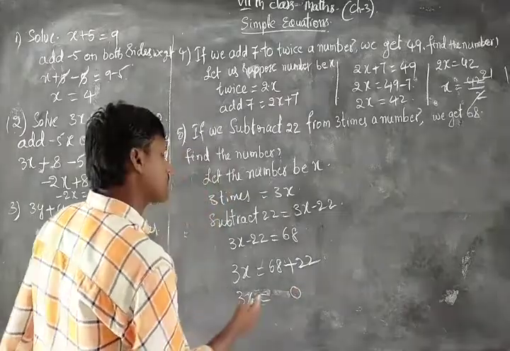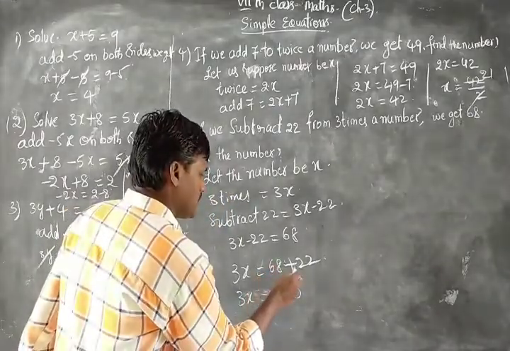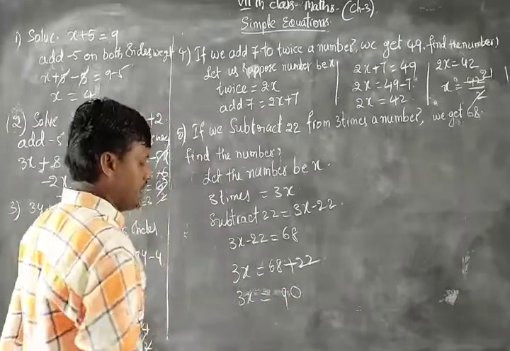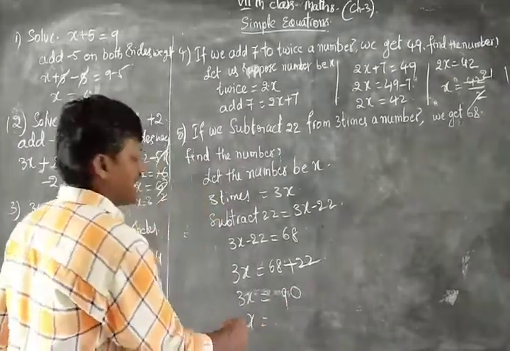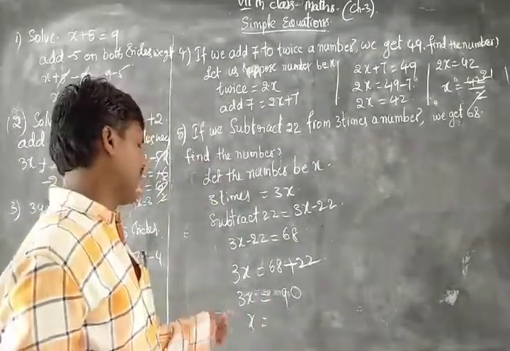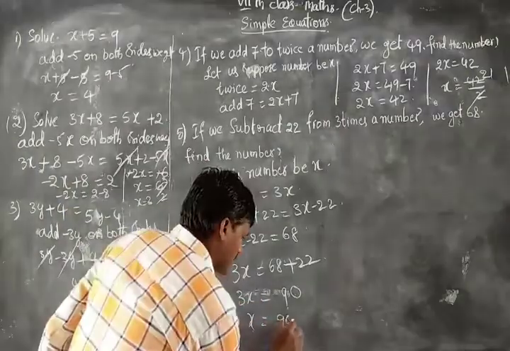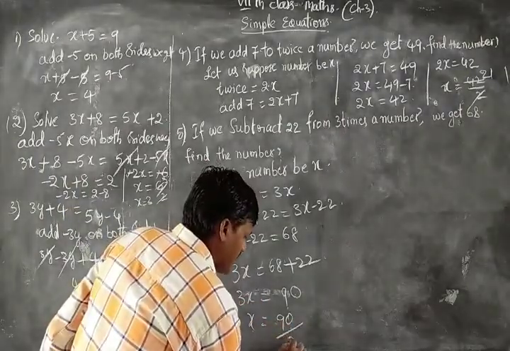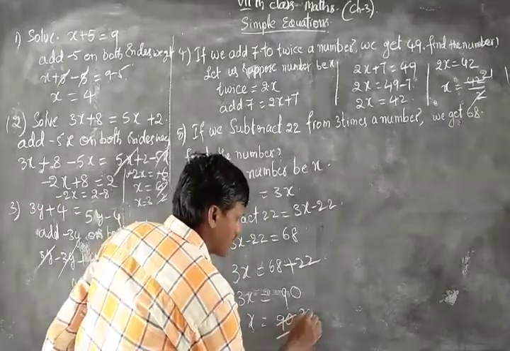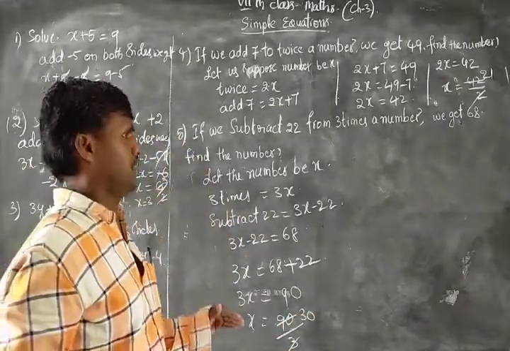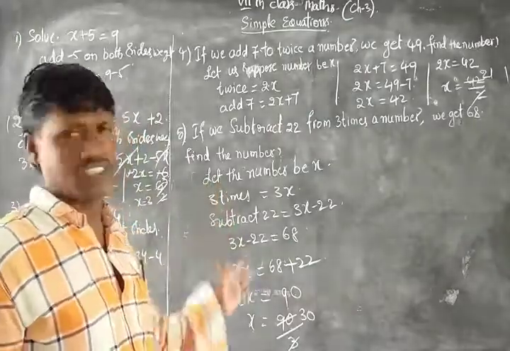90. Then we have to take x as subject. How would you take that? 3 is the multiple. When you transpose it to the right side, we get 90 by 3. How many times? 30 times. So finally we did find that our value is 30.